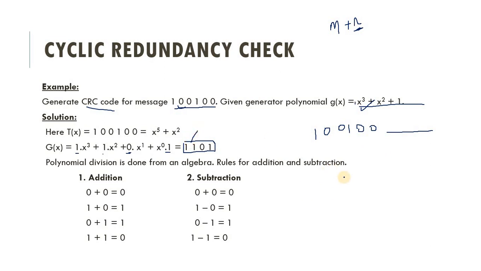For finding the CRC code we are doing the division, and because our generated number is of 4 bits, 1, 2, 3 and 4, the number of 0s we are appending at the end of the message is the number of bits in g of x minus 1. So here the number of bits is 4 minus 1, so it becomes 3. So here we are adding 3 zeros, and we are doing the division.